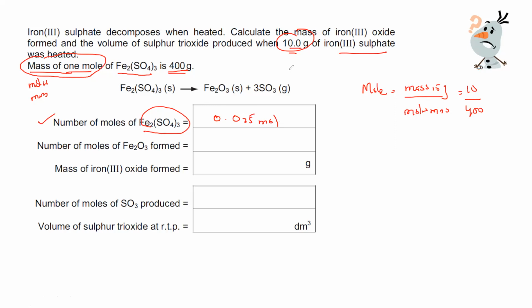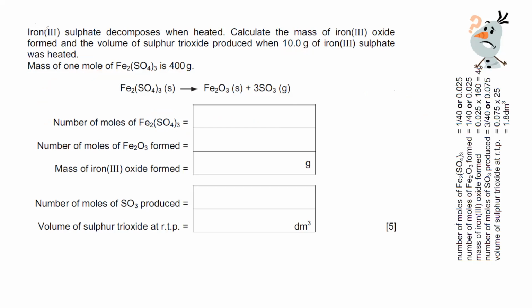Yeah, they're asking for iron 3 oxide, but that is the final question. Look, if you read the question, iron 3 sulfate, this is one compound. What is iron 3 sulfate? The formula for iron 3 sulfate is Fe2(SO4)3. This is iron 3 sulfate.